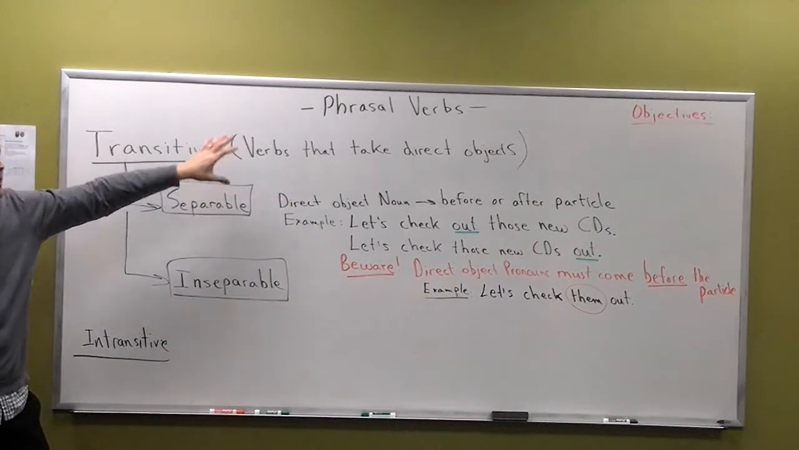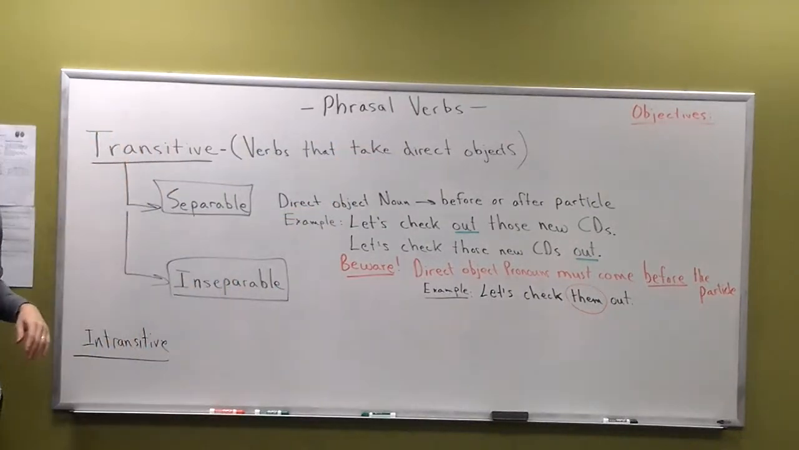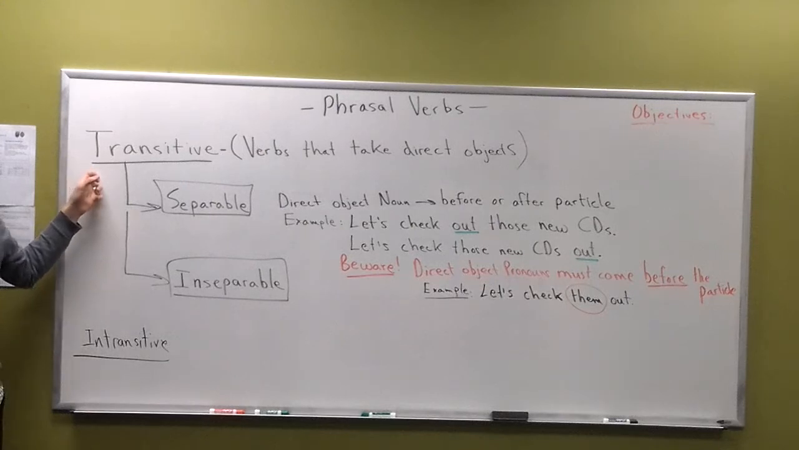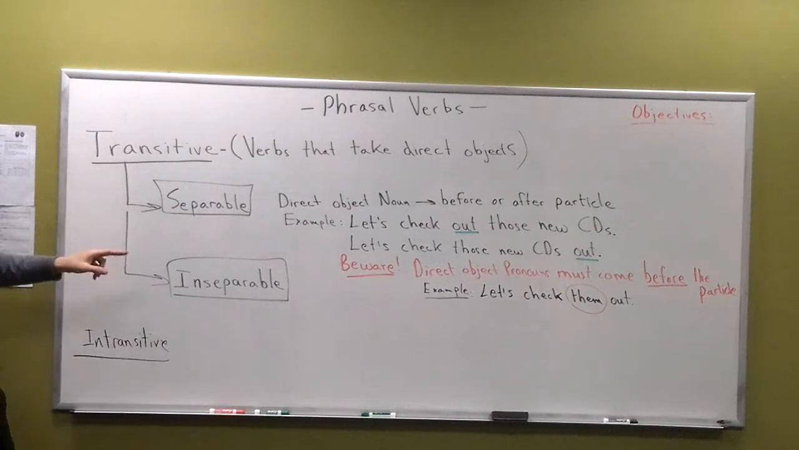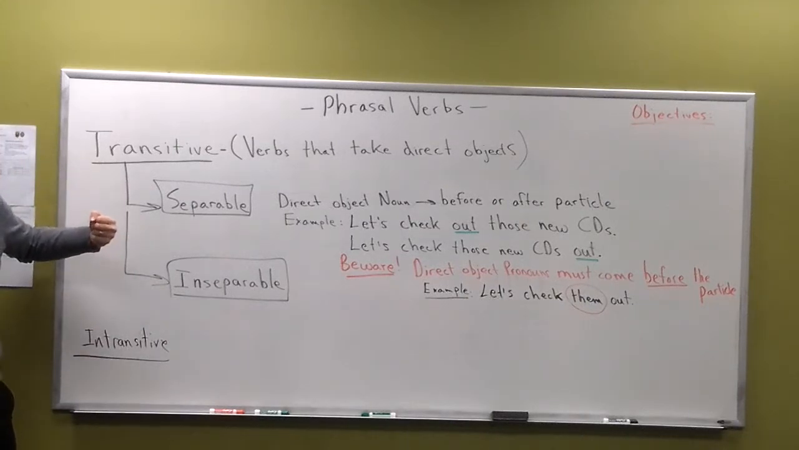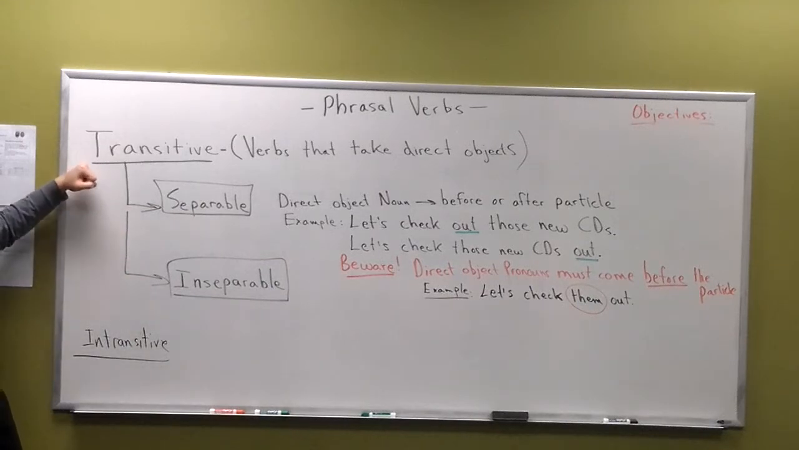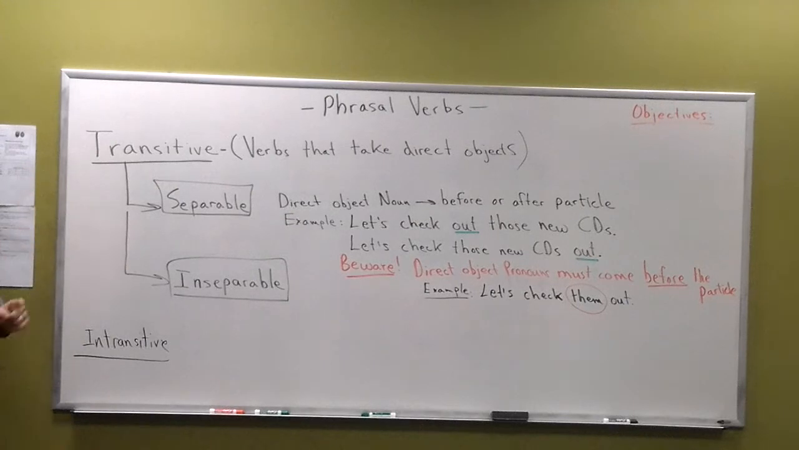So listen, why is that important when you're talking about phrasal verbs? It's important because when the phrasal verb is transitive, it is possible to separate the verb and the particle and put the object in between. Does that make sense? It is also possible that the phrasal verb by nature is inseparable. So basically, if the verb is transitive, it opens up the possibility that the phrasal verb can be separated or it may need to be kept together.